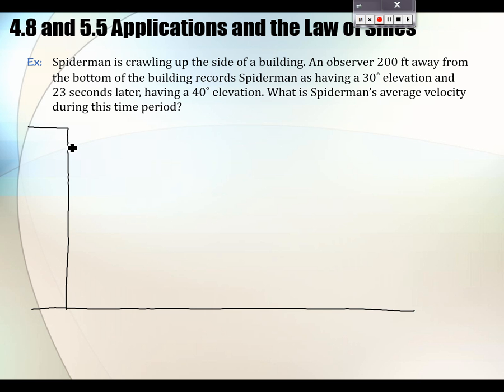All right, so here's Spider-Man. And there's Spider-Man. Okay. Here's you observing Spider-Man moving up the wall.